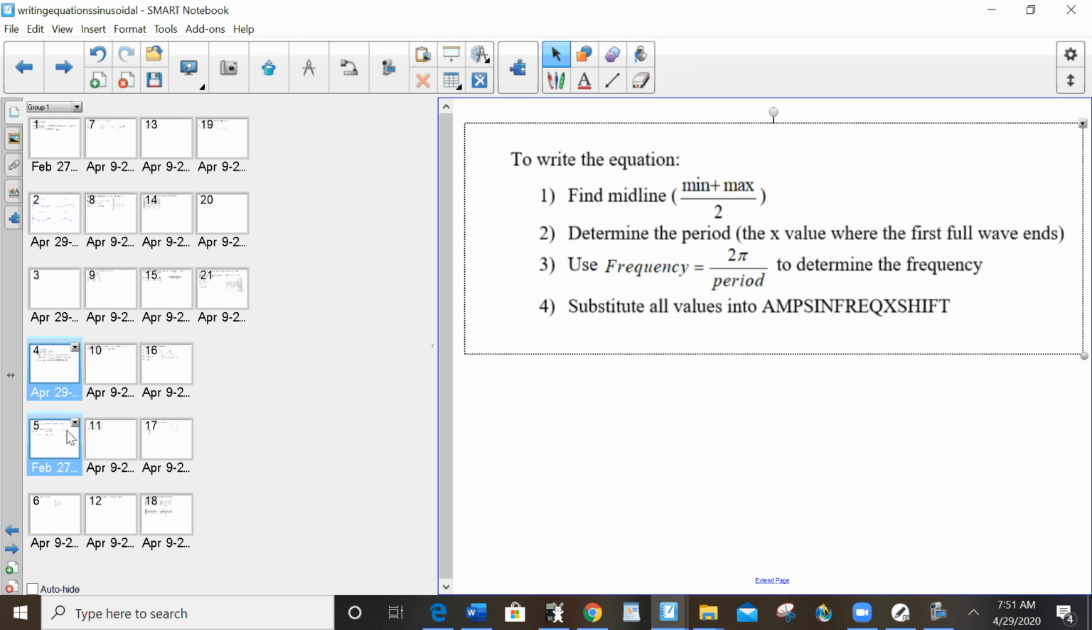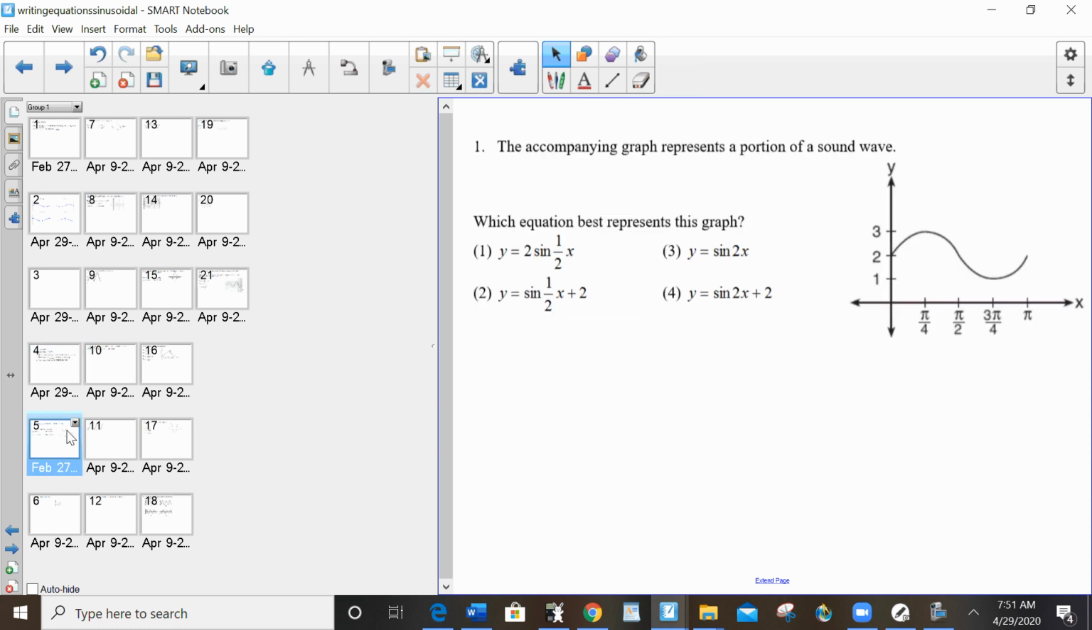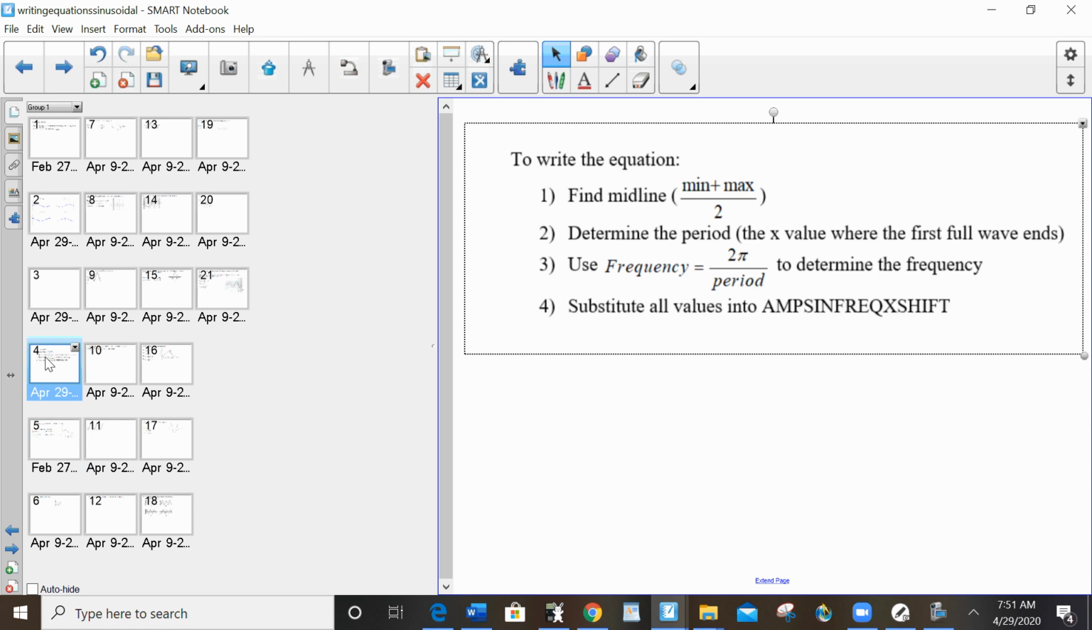So let's take a look at our first example. The accompanying graph represents a portion of a sound wave. Which equation best represents this graph? Well, start with the midline. Step 1, I want to find the midline, because once I have the midline, it's going to be very clear what type of wave it is and what the amplitude is. Everything comes from the midline.